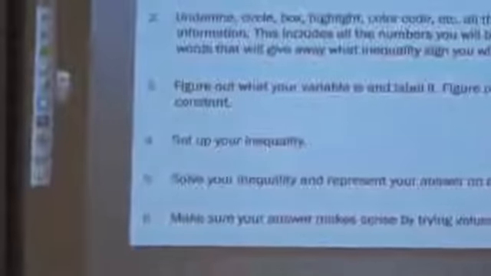Next thing we're going to do, we're going to set up our inequality. We're going to take our information that we circled and boxed, and put it into some sort of inequality, or in other cases it might be an equation if we're doing a word problem with equations.